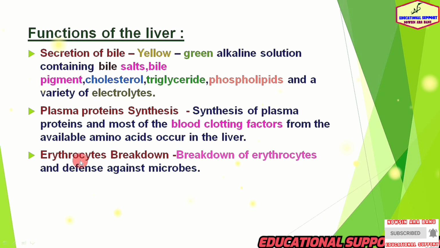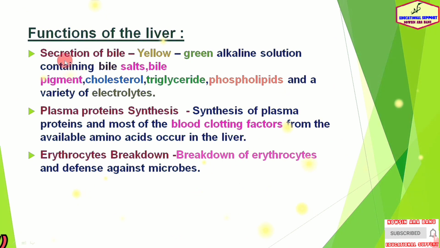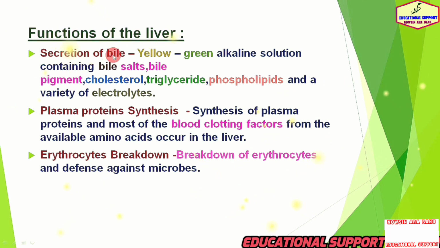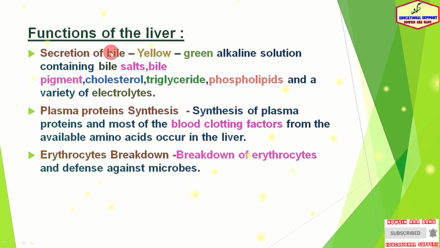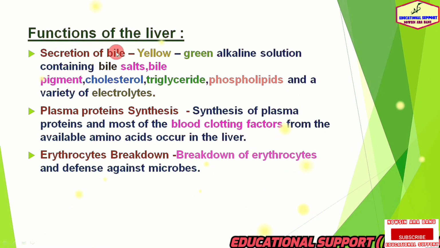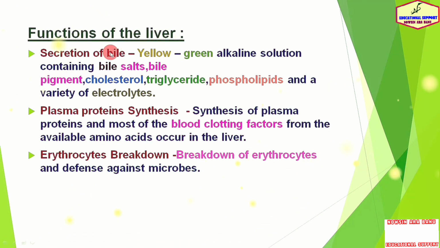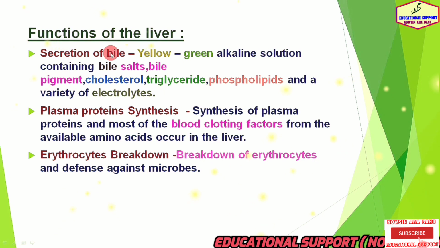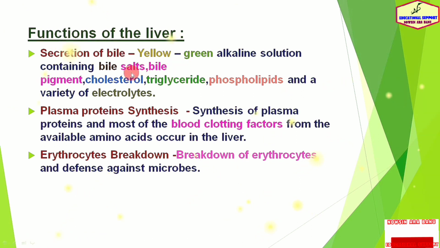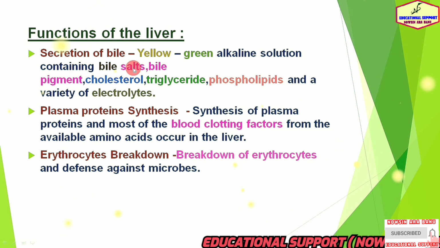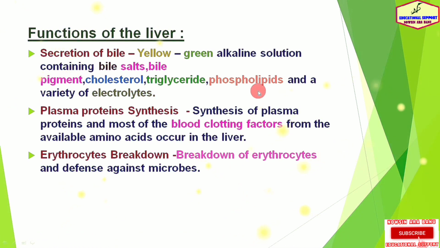Next, I would like to talk about the functions of the liver. Number 1 is secretion of bile. So what is bile? Bile is a mixture secreted by the liver to accomplish the emulsification of lipids in the small intestine. The hepatocytes synthesize the constituents of bile from the mixed arterial and venous blood in the sinusoids. These constituents include bile salts, bile pigments, cholesterol, triglycerides, phospholipids, and a variety of electrolytes.